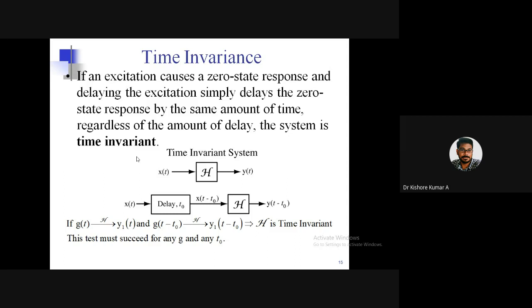Even if you introduce some delay, if the output is not delayed in the same way as in the previous case, then the particular system will not be time invariant. It is said to be time variant.